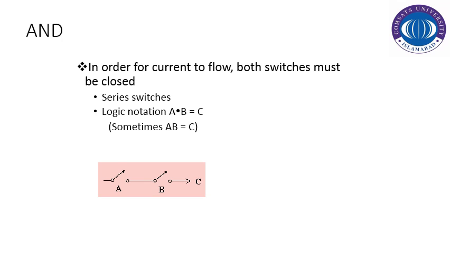And if we have to make C equal to 1, for example, this is the current that is flowing in this circuit, then we have to close this switch and also close the other switch. Closed switch means logic 1, and open switch means logic 0.